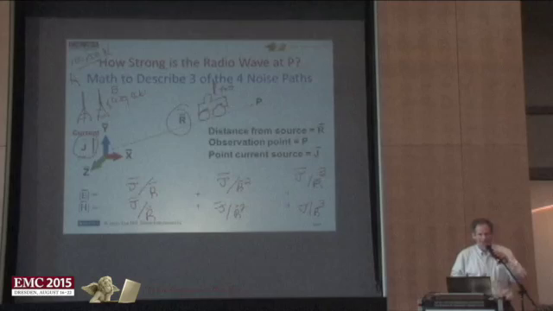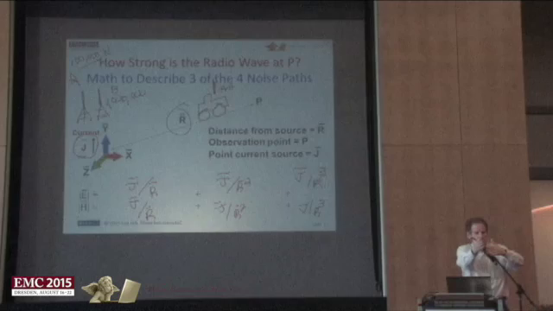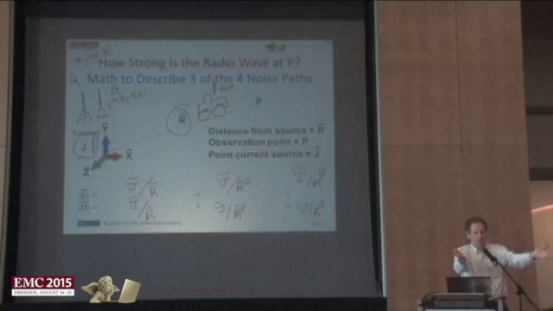What's missing? There's got to be some information about the medium. What is the radio wave traveling through? Is it traveling through air or water or plastic? There must be something about the geometry, the size of the antenna, the shape of the antenna.